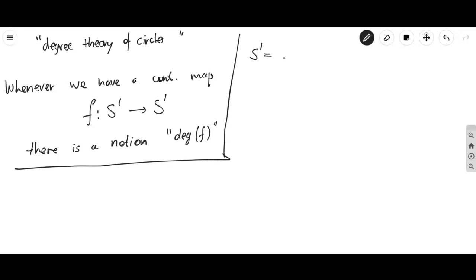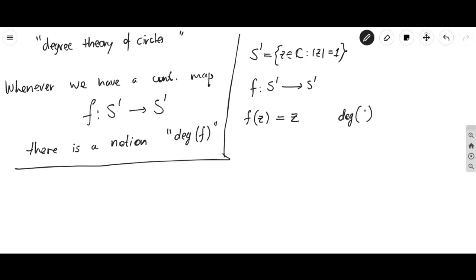We commonly think of the one-dimensional sphere, or the circle, as complex numbers whose norm is equal to 1. Now imagine you have a function from S1 to S1, and let's say we have the identity. For the identity, I think we would agree that the degree should be 1 because it's the identity. But also, if you look at the formula for f of z, notice z appears to the power 1. So it makes sense that it should have degree 1.